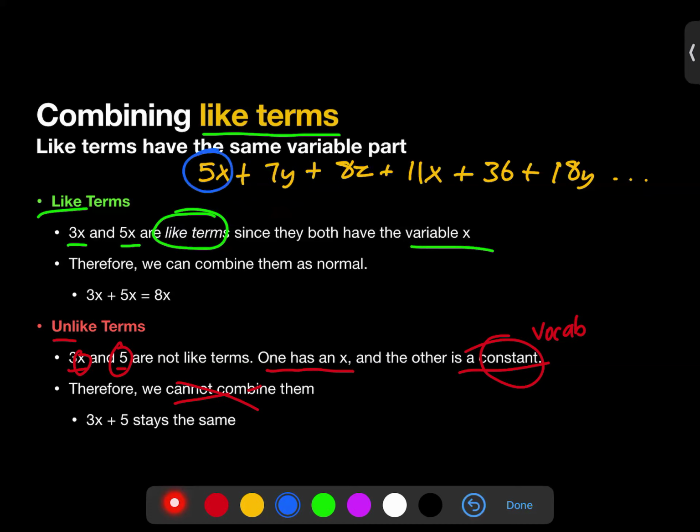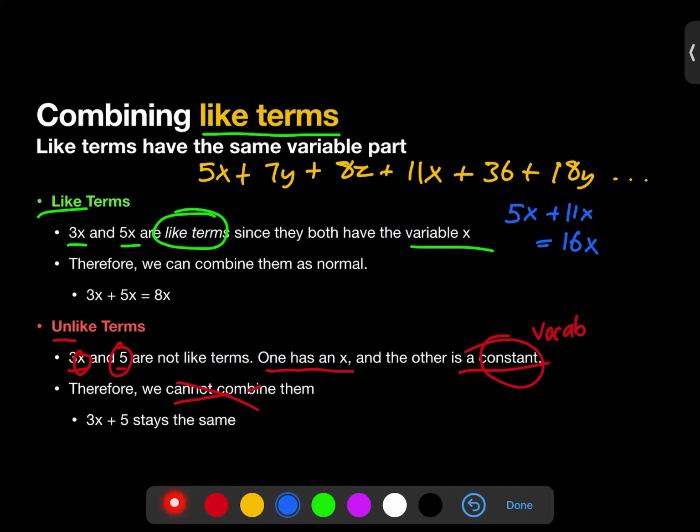However, 5x and 11x, are they like terms or unlike terms? Correct. These two are like terms because they both have the variable x. So we can combine them like we normally would. 16x. So 5x plus 11x would be 16x. Simply add the coefficients, 5 and 11.